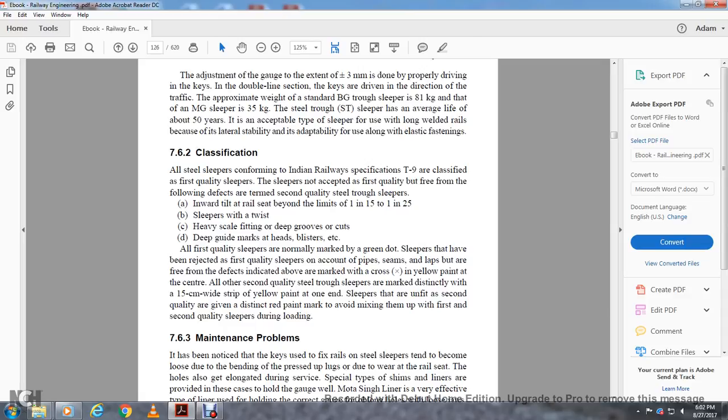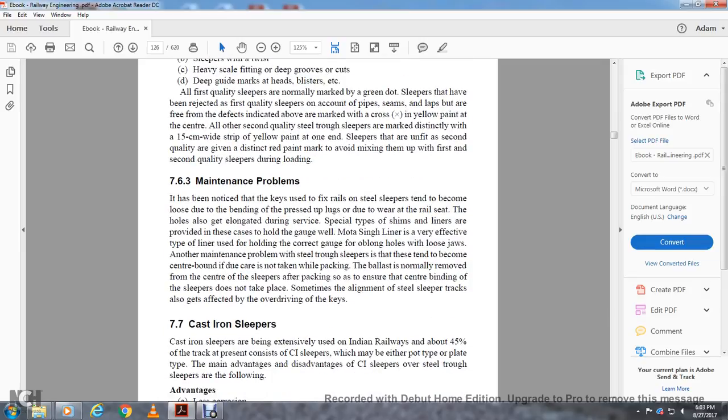First quality sleepers are normally marked with a green dot. Sleepers that have been rejected on account of pipes, seams, laps, or bullet-free defects indicated above are marked over the mark with a cross in yellow paint at the center. All other second quality steel sleepers are marked distinctly with a 15 centimeter wide stripe of yellow paint at one end. The sleepers that are unfit even for second quality are given a distinct red paint mark to avoid mixing them with the first and second quality sleepers during loading.